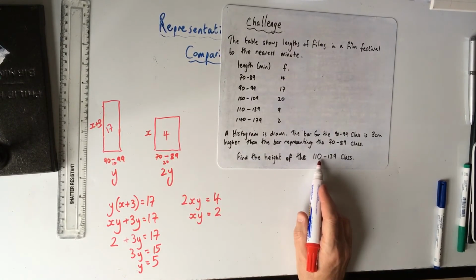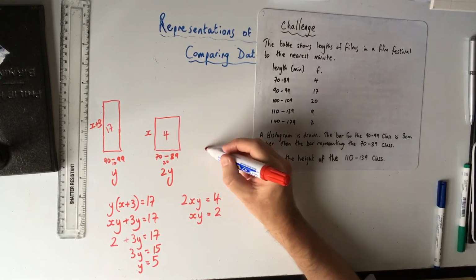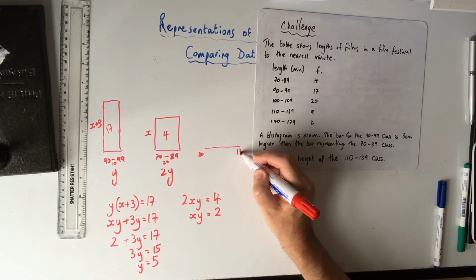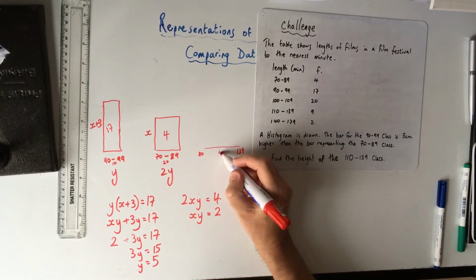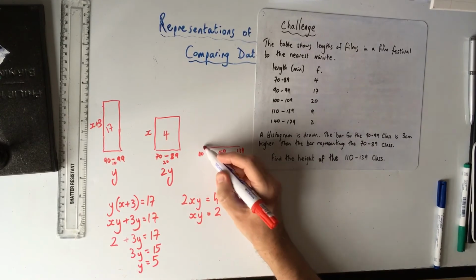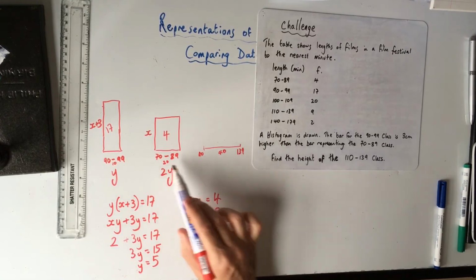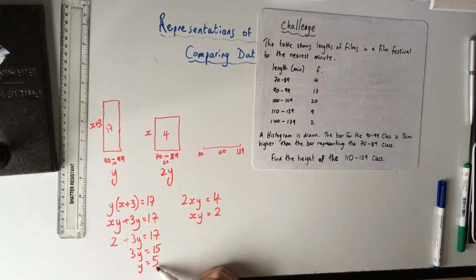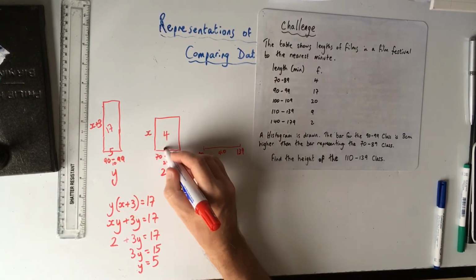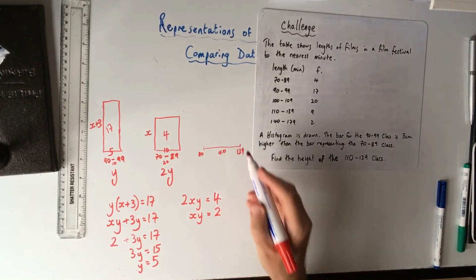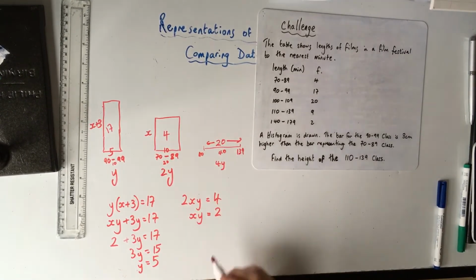Now if we look at the 110 to 139 class, well that is 109.5 to 139.5, that is 40 wide, isn't it? Okay, that bar. And it's twice as wide as this one, so it's 4y. But we know that y is 5. We know that this had a width of 5 and that had a width of 2y, which is 10. So this is going to have a width of 20, isn't it? That from there to there, because it's 4y and y is 5.